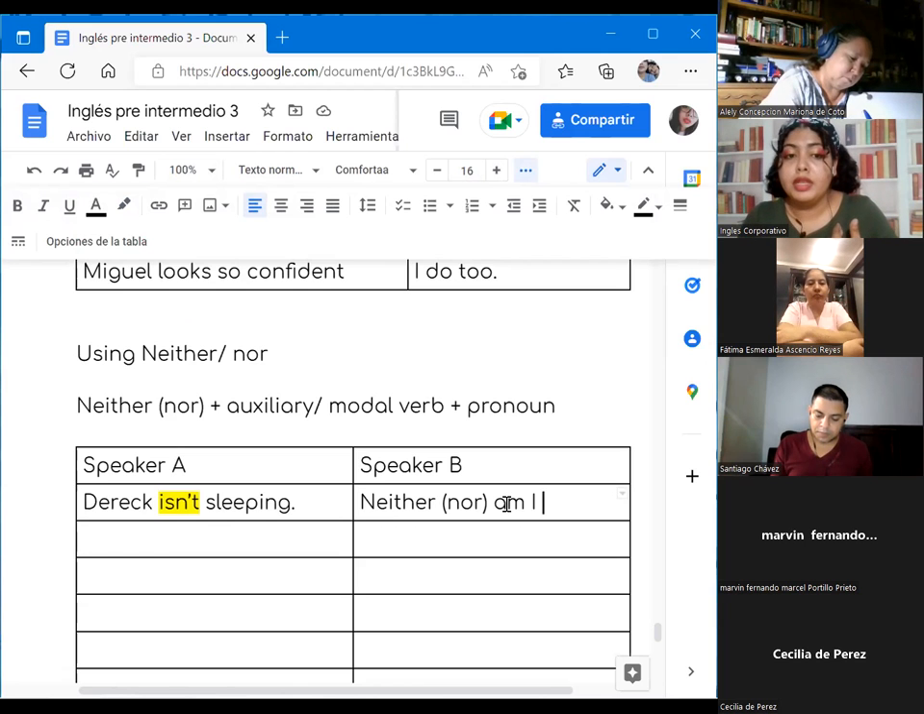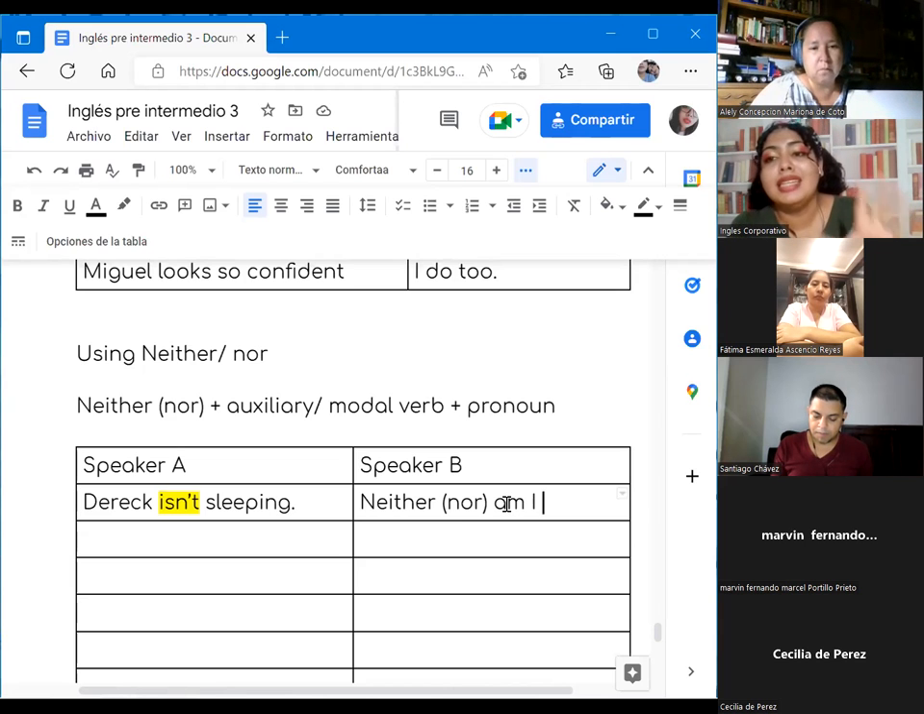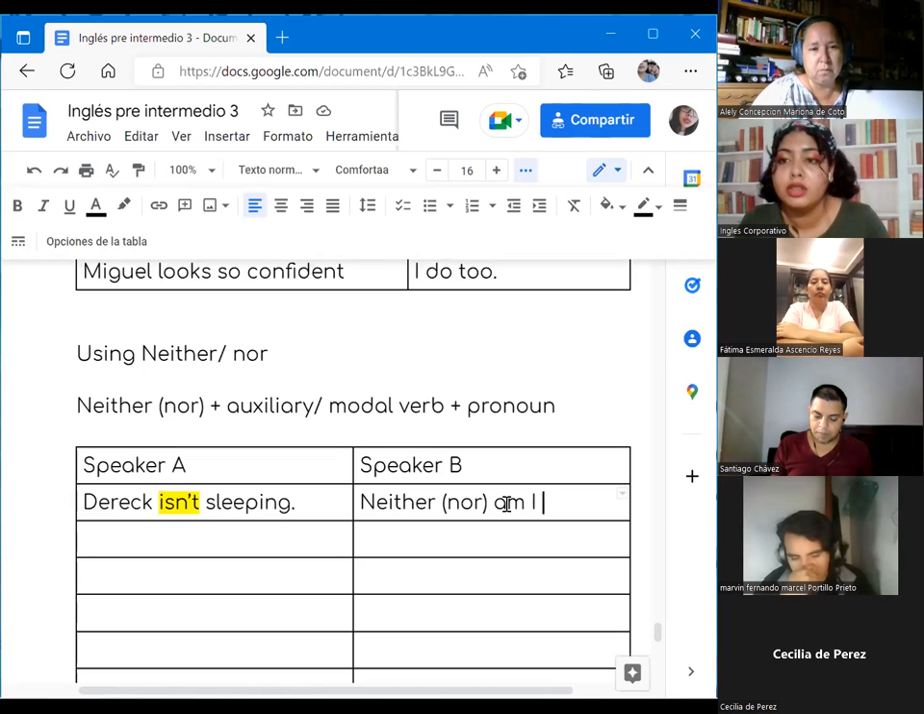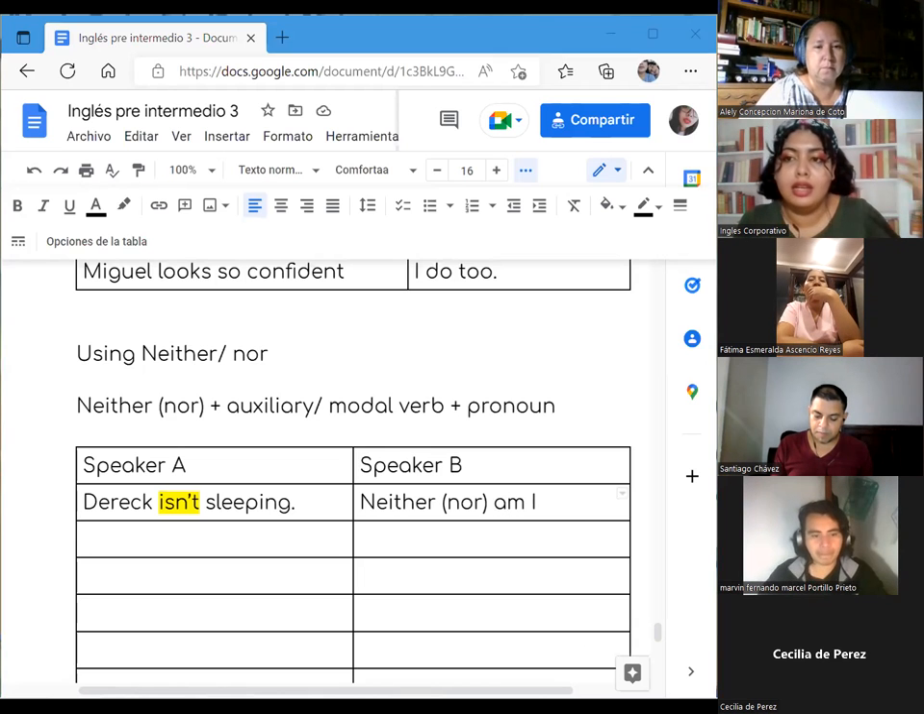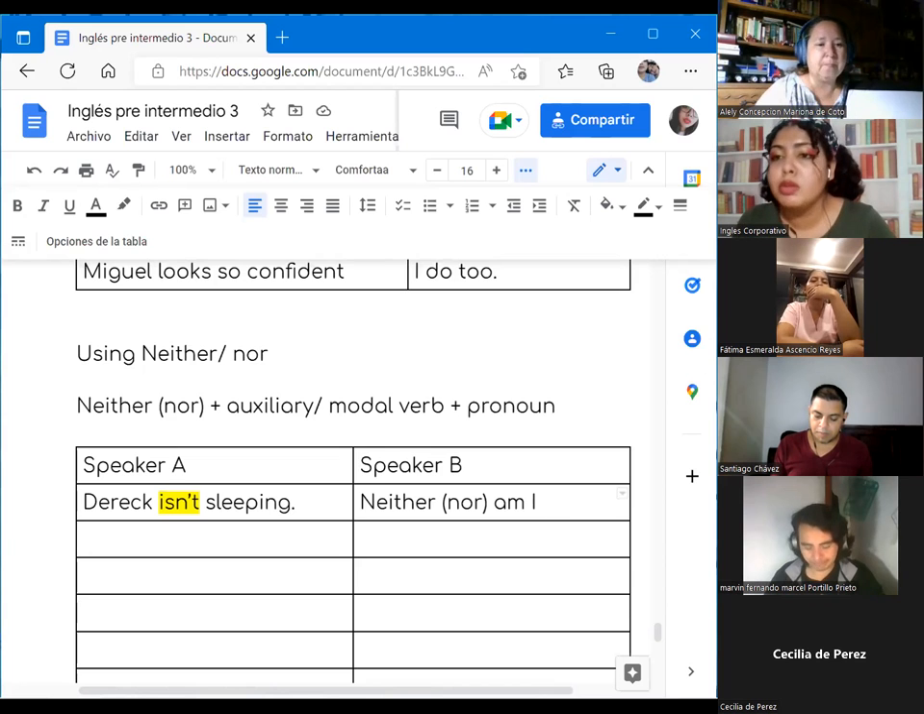Derek no está durmiendo. Tampoco yo. We are not going to say that it's like something bad. The sentence is not something bad, but it has a negative connotation because we are using not in that case. And it's not like something that is not going to happen. But in that case, Derek isn't sleeping. Neither am I. Yo tampoco estoy durmiendo. Estoy diciendo que yo comparto la misma situación. No estamos durmiendo.